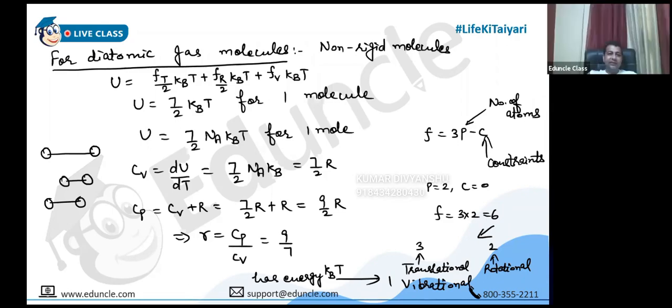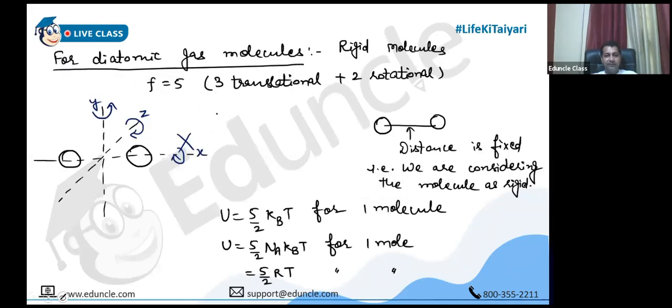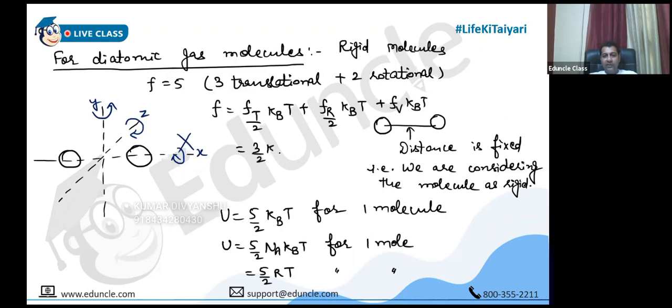Sounds clear, a better way of expressing it. So you can do the same thing in the earlier expression also. Okay, so you can change it. Let me write. F is F translational by 2 kT plus F rotational by 2 kT, and of course F vibrational. But because it was rigid, vibrational was 0. So it was 3 by 2 plus 2 by 2. That's why it was 5 by 2. Here, F vibrational was 0.